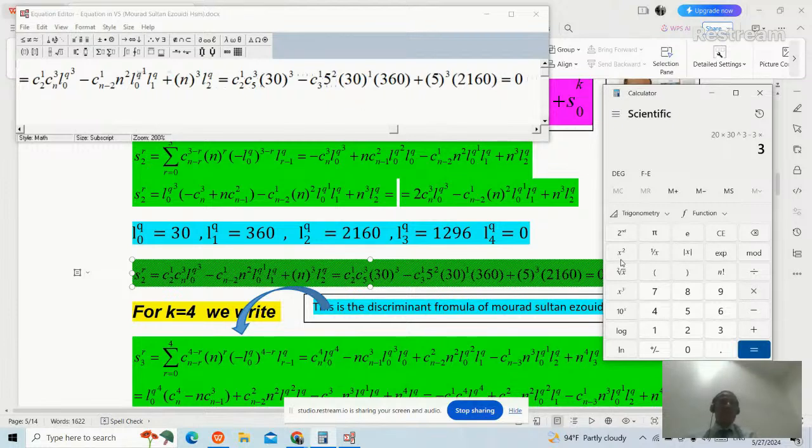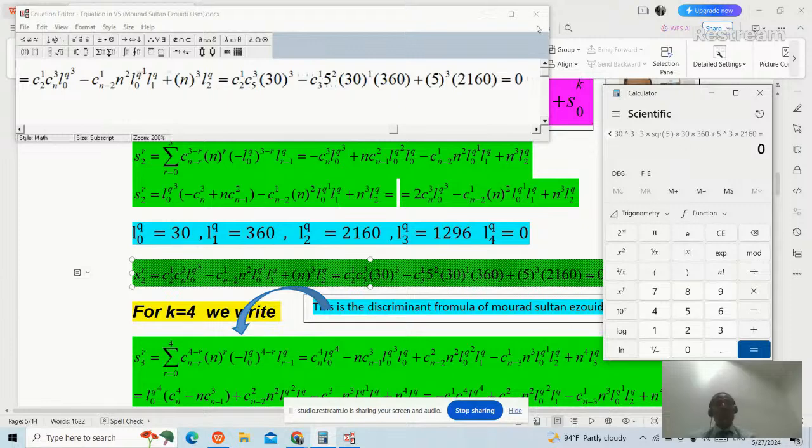Learners, it's clear, 25. I just write, okay, no problem, I'll make it 5 squared. Maybe some learners want to apply or practice the formula as it is. Multiply by 30, or 30 multiplied by 360, then plus 5 cubed times 2160, because this one is L2. Okay, the formula is L2. Plus 5 raised to the power 3 times 2160. This one equals 0.